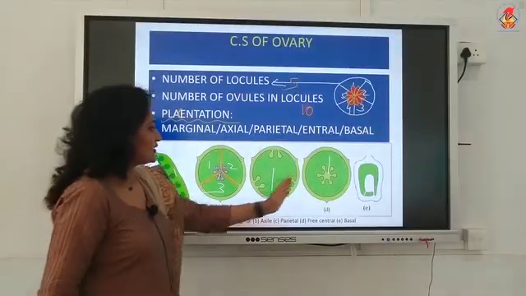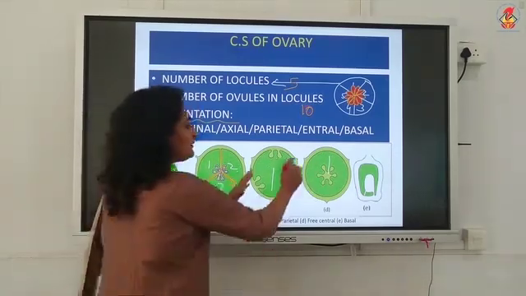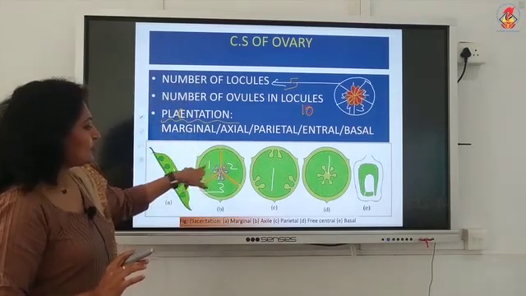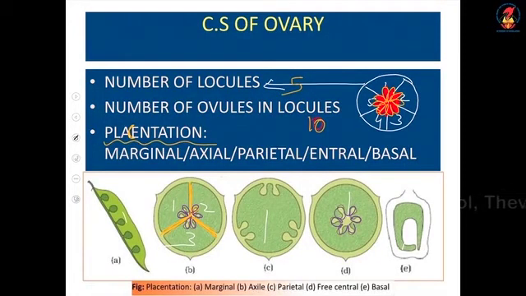Now next, I am going to central placentation. Central placentation is exactly same as axial placentation. See, I put 6 ovules. Put 6 ovules here. 1, 2, 3, 4, 5, 6. But the difference is that it is not loculated. So what you must say, it is monolocular.